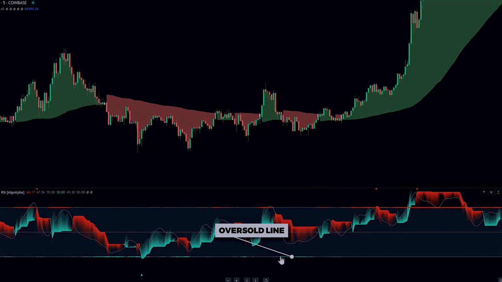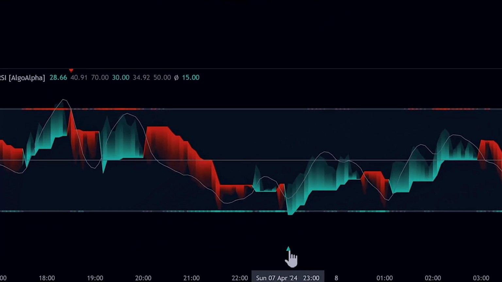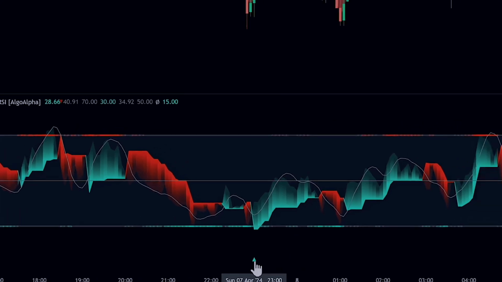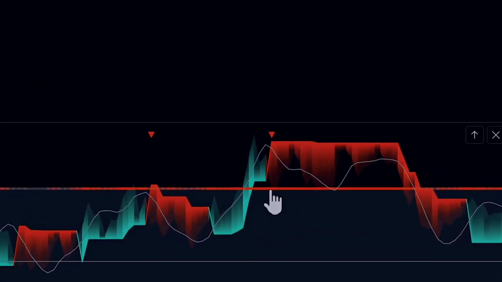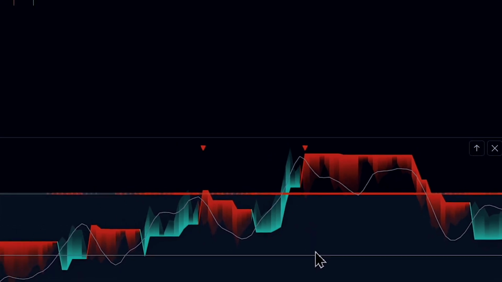Whenever the RSI dips below the oversold line, it suggests the market might be oversold, triggering a blue upward buy signal. This upward arrow signifies a potential buying opportunity. Conversely, when the RSI oscillator crosses above the overbought level, it suggests the market might be overbought, printing a red downward arrow that signals a potential sell opportunity.